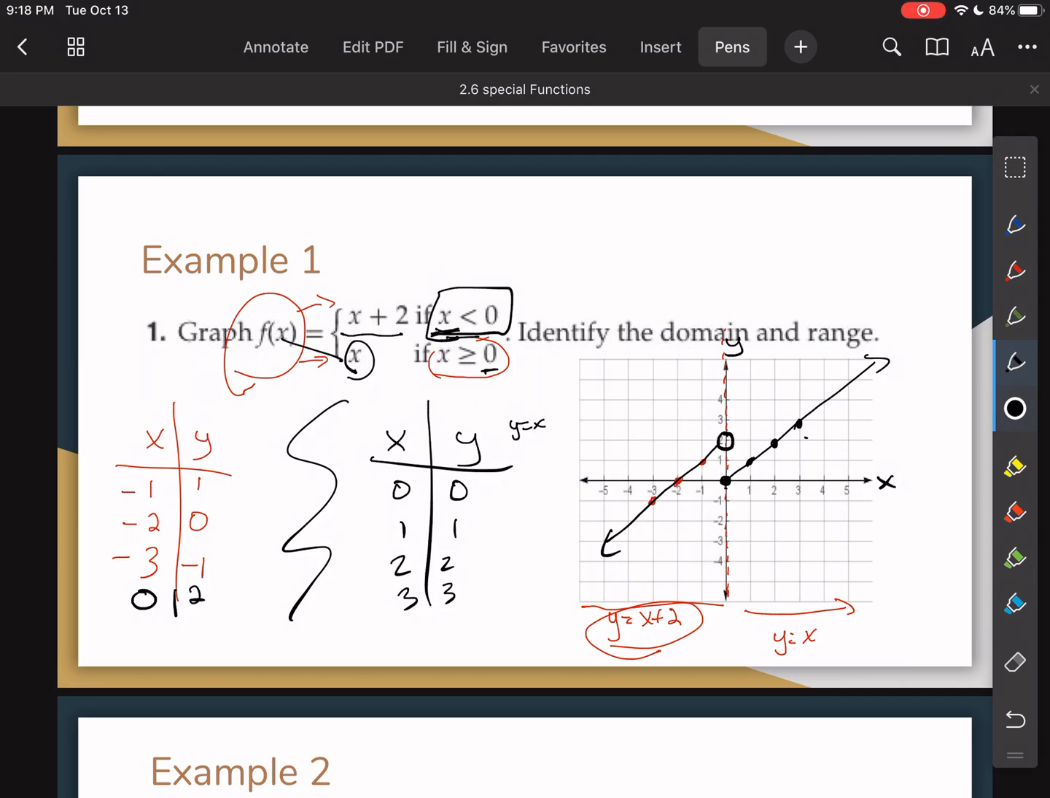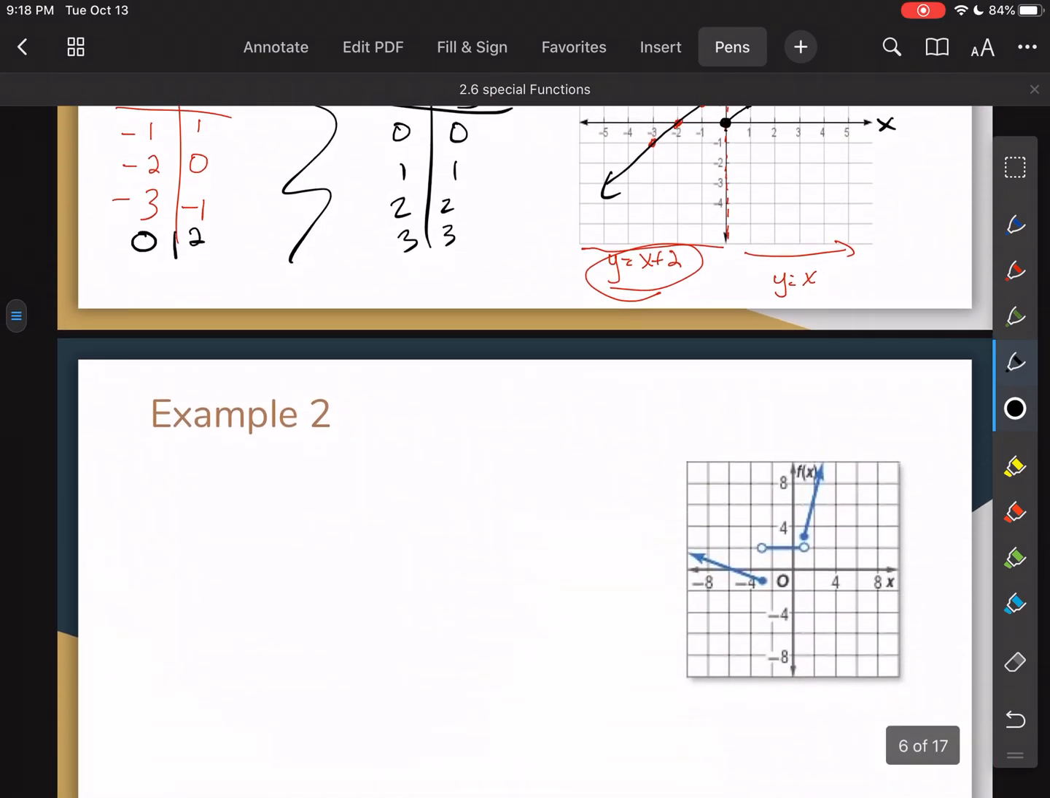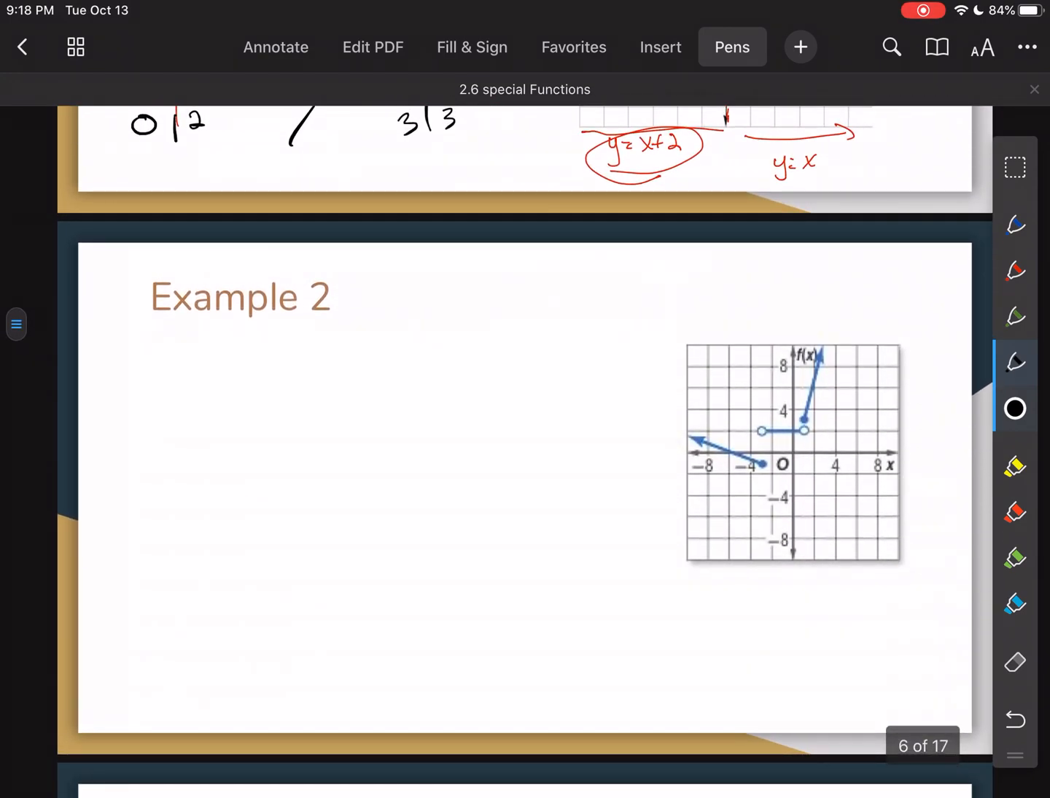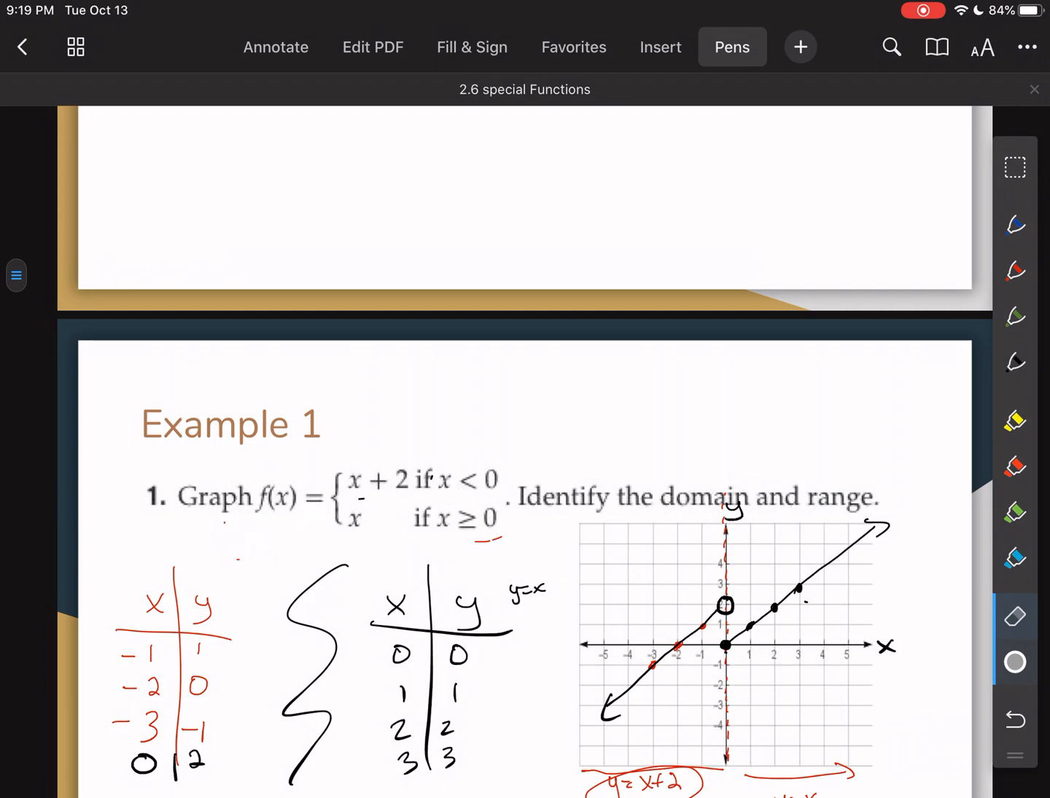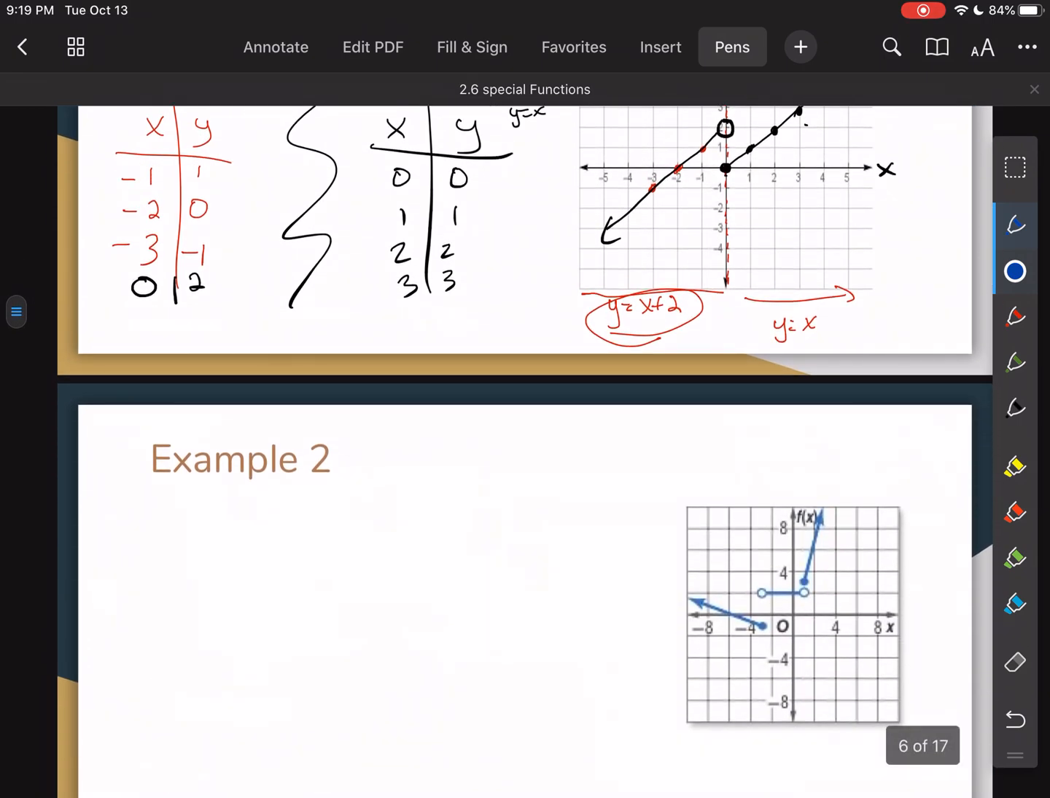But for example 2, I think we're going to go in reverse. So for example 2, notice they give me a picture, and what they want us to do is actually come up with the piecewise function. So let me just erase this here quick. We're going to come up with this thing. They want us to come up with the equation, the piecewise function. So let's go ahead and do that.